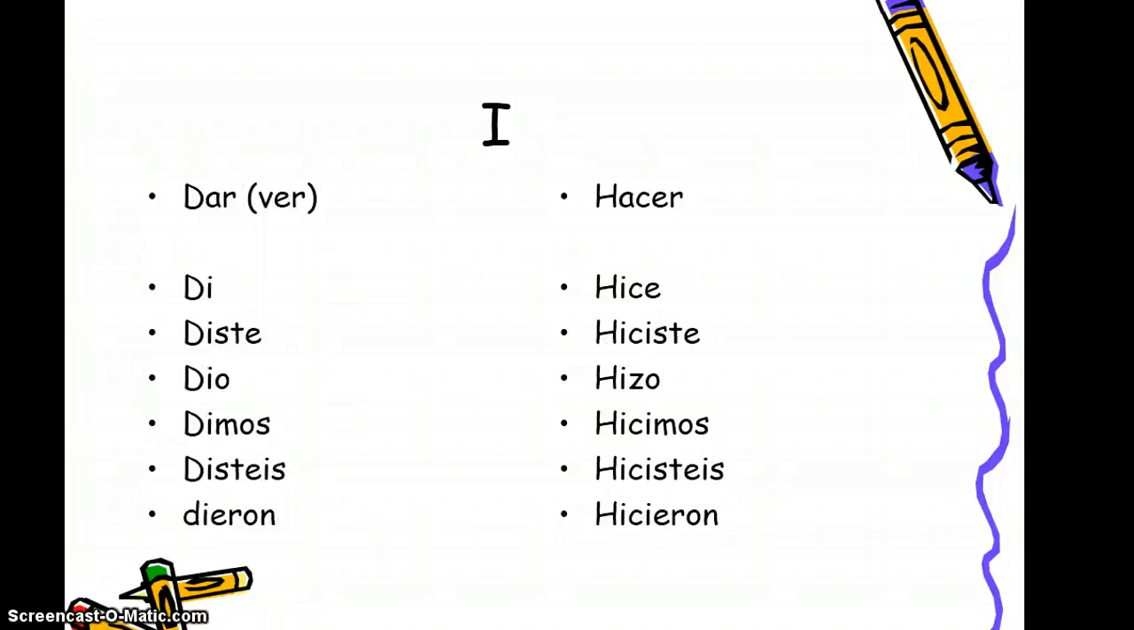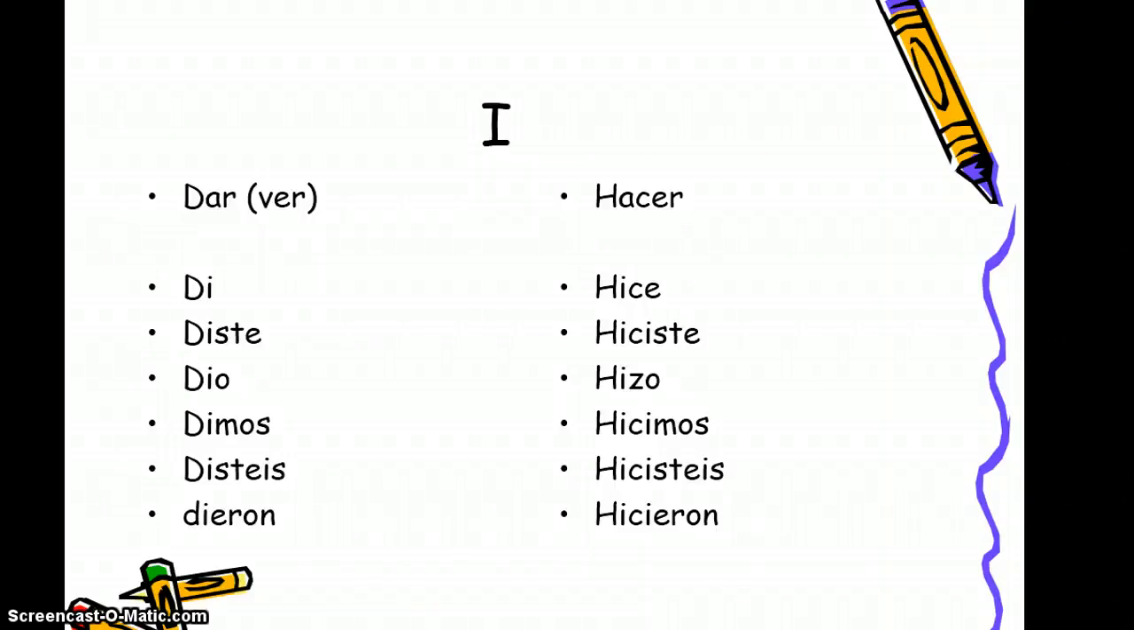Now, I mentioned hacer as another of those three big verbs that are very commonly used that are I verbs. Hacer does something very similar, but be careful. Notice the third person singular form, hizo. It has a Z instead of a C. And remember that Z's are never pronounced like they are in English. In Spanish, they're always pronounced like an S. So, hice, hiciste, hizo, hicimos, hicisteis, hicieron.